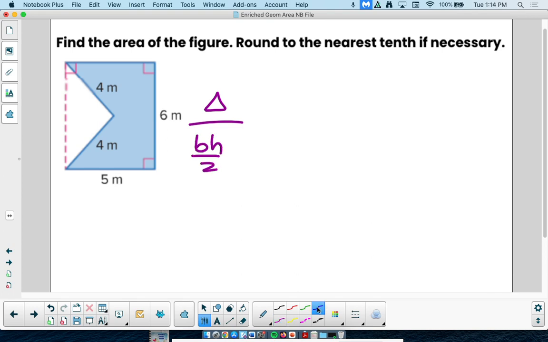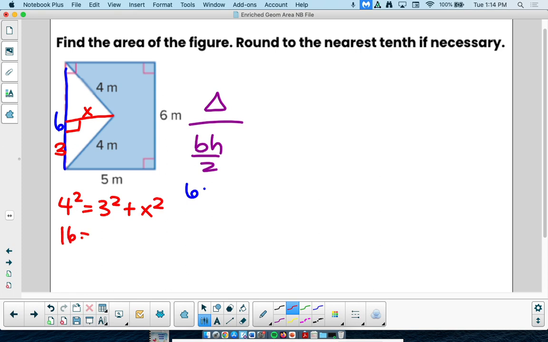Do we know the base of our triangle? 6. That would be 6. What about our height? Do we know what that red segment would be? No. We have to do Pythagorean theorem. It's quick. What would this length right here be? 3. Let's find our height quick. So 4 squared equals 3 squared plus x squared. Square root of 7.